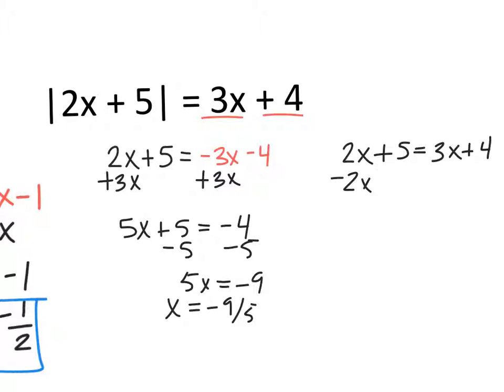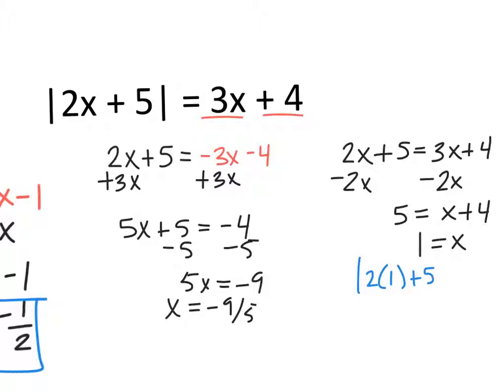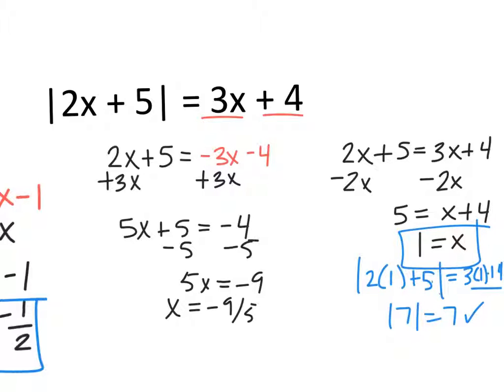And on this side, subtract 2x. 5 equals x plus 4. x equals 1. So I'm going to check x equals 1 first. So just put it back into the original one. Oops, that's an absolute value bar. So the absolute value of 7 equals 7. So that checks. This one works.